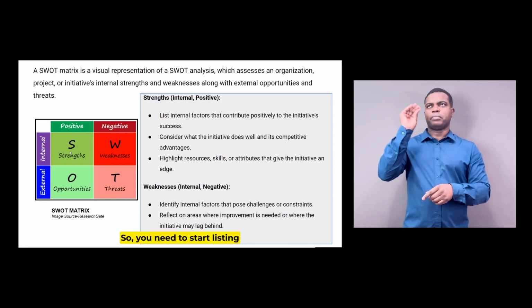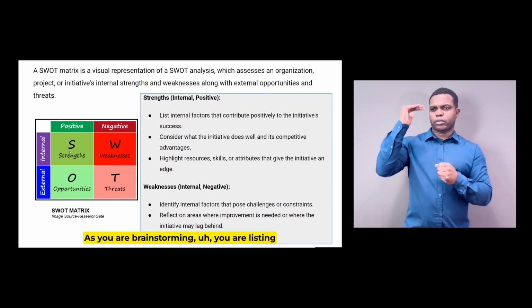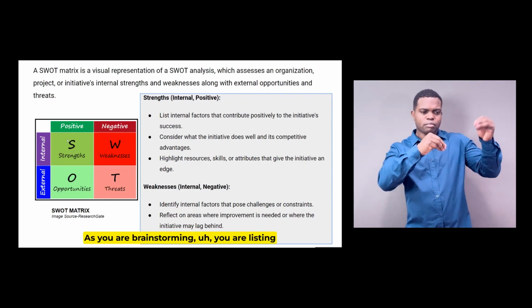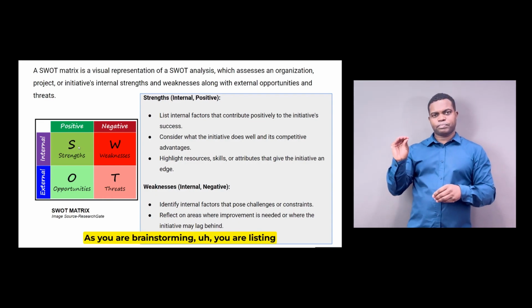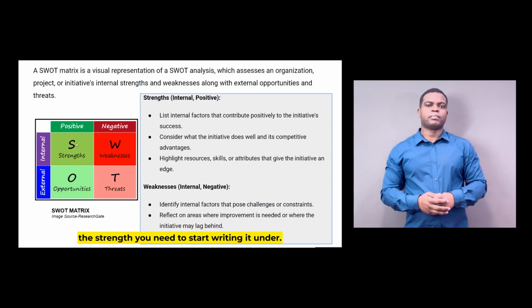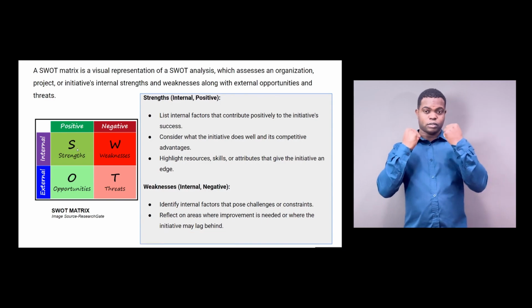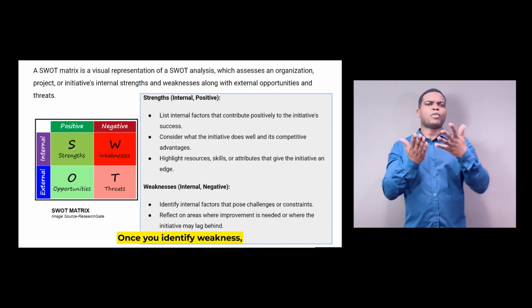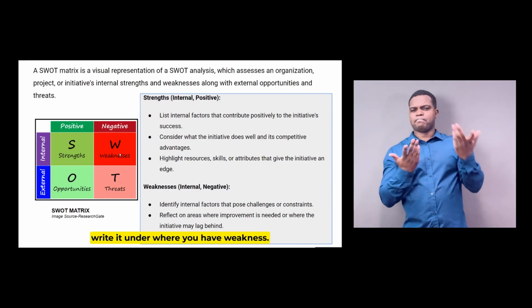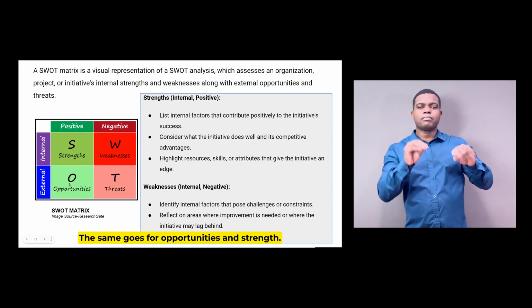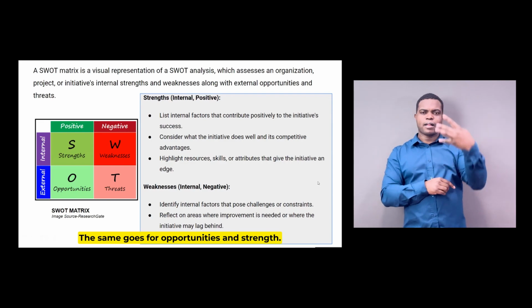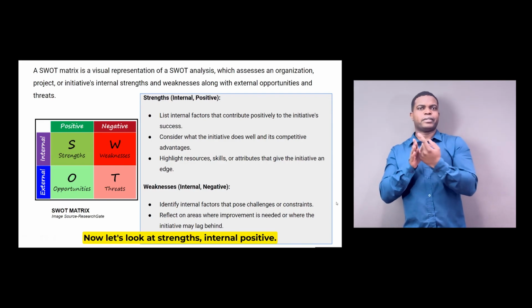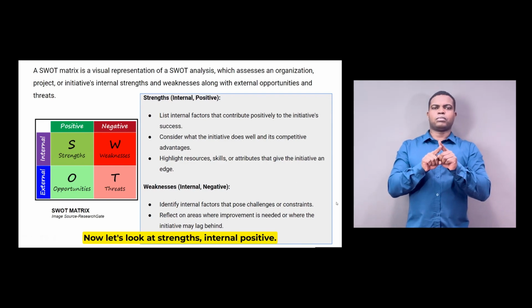So you need to start listing as you are brainstorming, you are listing the strengths. You need to start writing it under. Once you identify a strength, write it under where you have strength. Once you identify weakness, write it under where you have weakness. The same goes for opportunities and threats. Now let's look at strength, internal, positive.